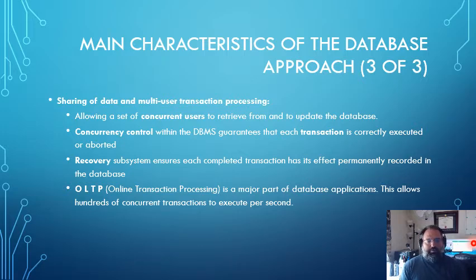Concurrency control within a database management system ensures that a transaction is correctly executed or aborted. You want it to go all the way through or not at all. You don't want some sort of a partially completed transaction to occur. So if you're subtracting from one table and inserting into another table, you don't want to do just the subtraction and not the insertion. Those two things happen together, and that's what's termed a transaction.